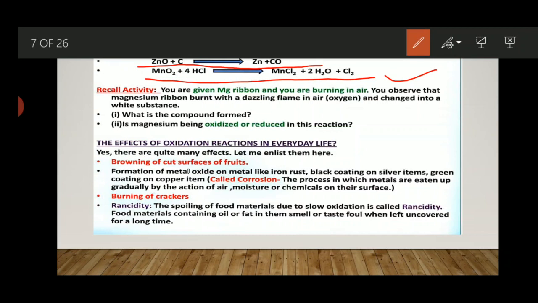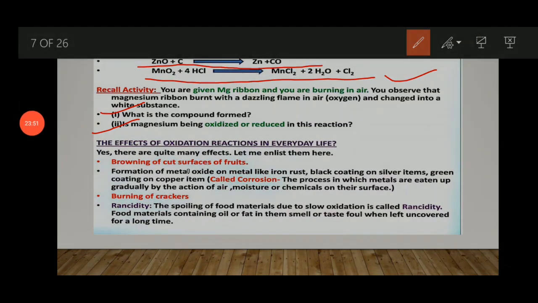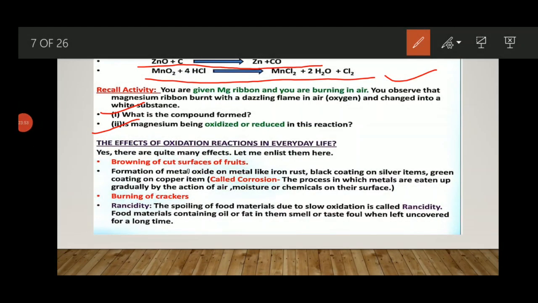Recall the activity. Let's take an activity to understand redox reaction more clearly. You are given a magnesium ribbon and you are burning it in air. You observe that the magnesium ribbon burned with a dazzling flame in air and changed into a white substance. Now, what is the compound formed? Is magnesium being oxidized or reduced in this reaction? So, how will you answer these questions? What do you have to do? How will you give the answer?